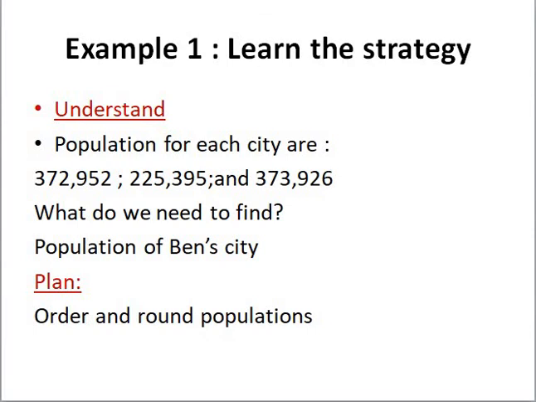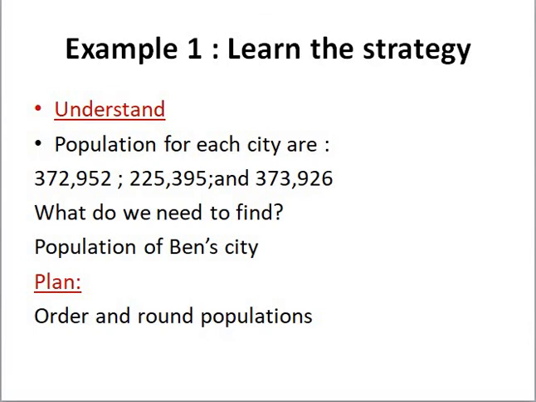I understand what the question is about. They ask us clearly, where does Ben live? In a city that has which population? So this is what I need to find. I found out and I understand what I have to find. Then I go to plan.